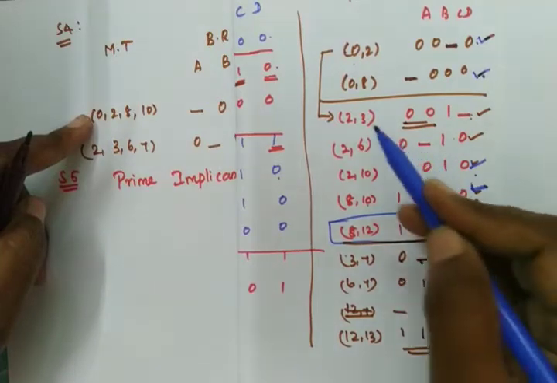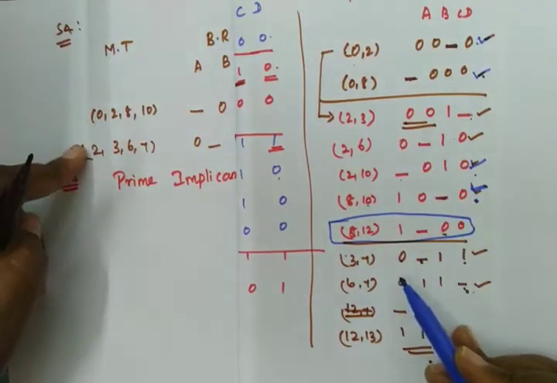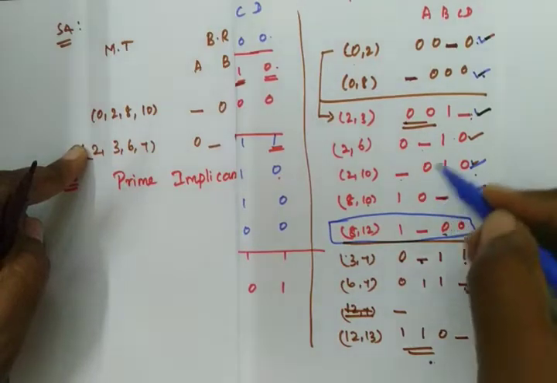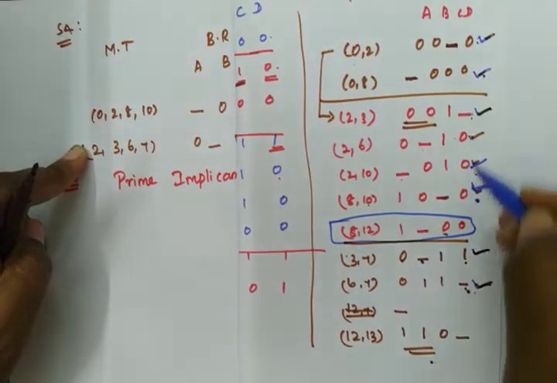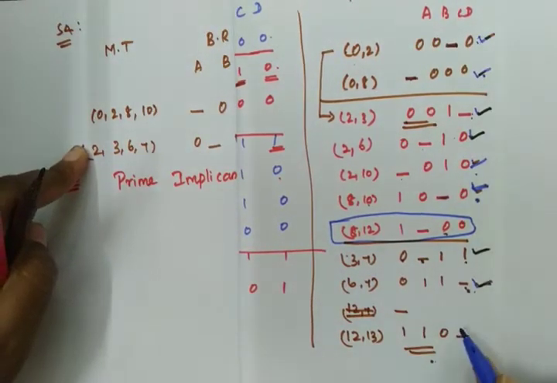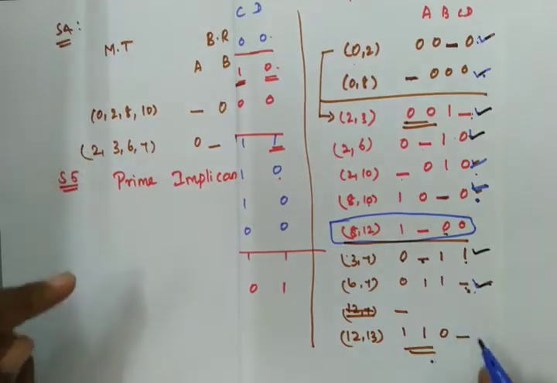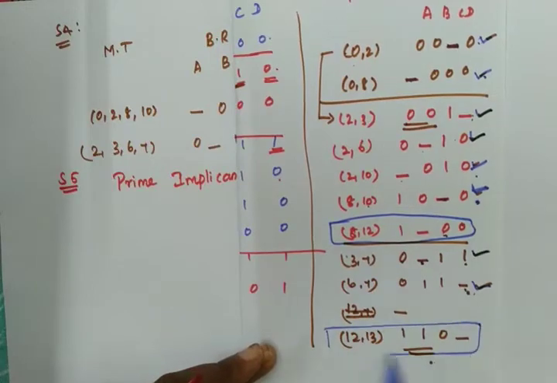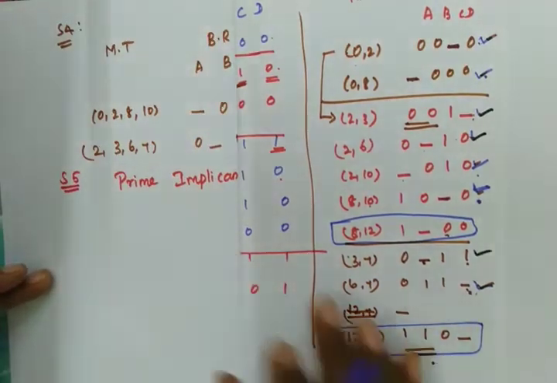Then we have 2, 3, 3, 7. 2, 3, 6, 7. 2, 3, then 6, 7. So 2, 6, 3, 7. Both are the same. Then what are the remaining missing terms which were not matched in the previous step? That is 8, 12 and 12, 13.